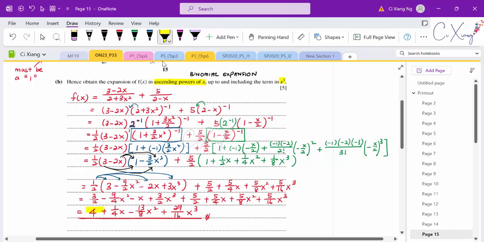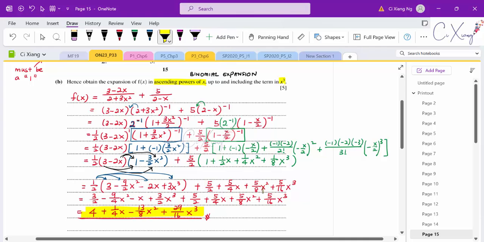Okay, so this is what we have for the binomial expansion up to the x power 3 terms. The steps might be slightly tedious, but just make sure that when you expand everything, please expand it slowly and avoid careless mistakes.